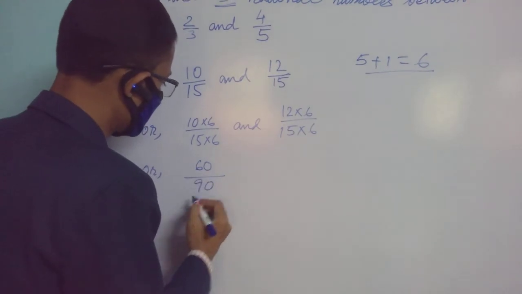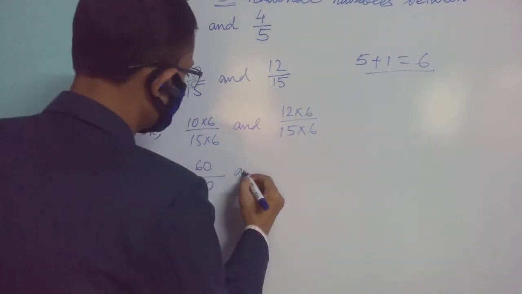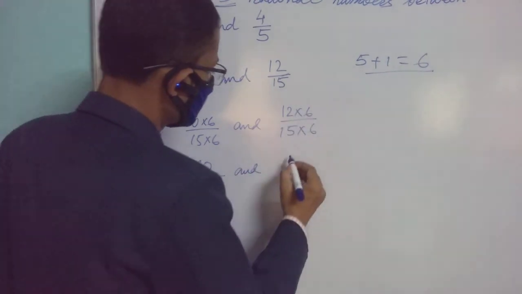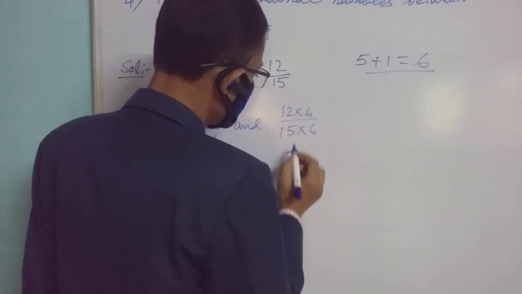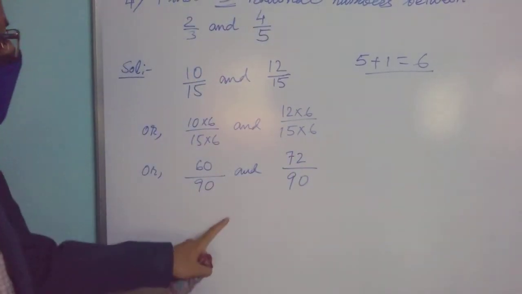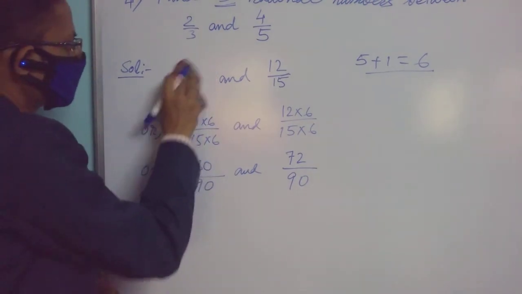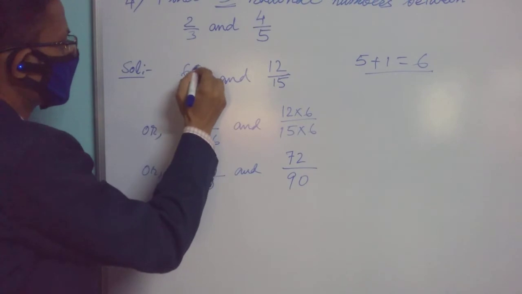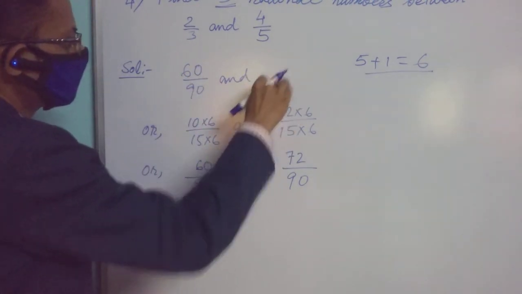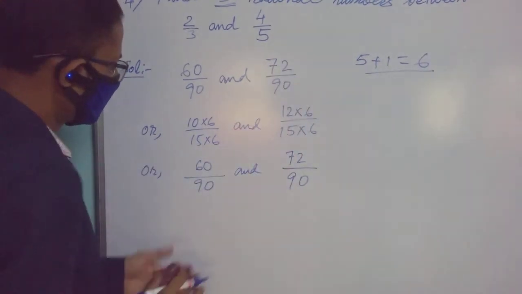Tables you have to remember. 15 into 6 90 and 12 into 6 72. 15 into 6 90. So now we are in business. Now we can find out. So instead of 10 by 15, it has become 60 by 90. And instead of 12 by 15, it has become 72 by 90.